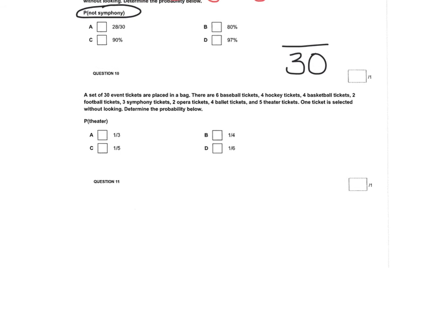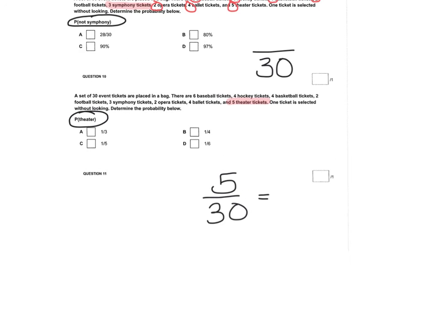Question 10 is the same. Out of 30, how many picked theater, or what's the probability of pulling a theater ticket out? Be 5. And then reduce that 5/30.